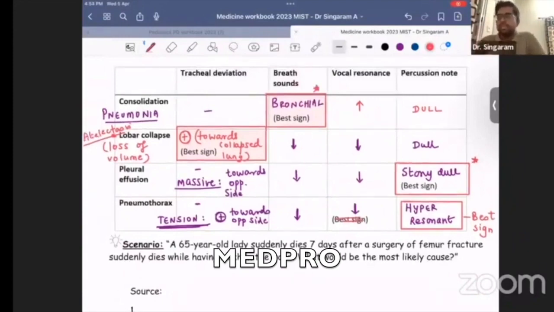So please remember, I have made a compilation of the differences in the clinical findings between the different lung conditions, and everything can be put up like individual scenarios also. They can give you a combination of these findings and ask you, what is this condition you are dealing with? Like that also you can get questions. So please make a note of all these.